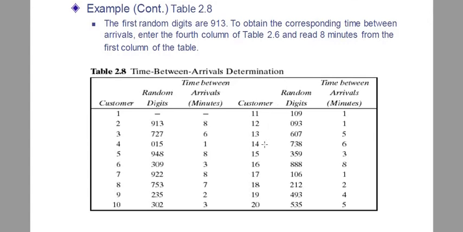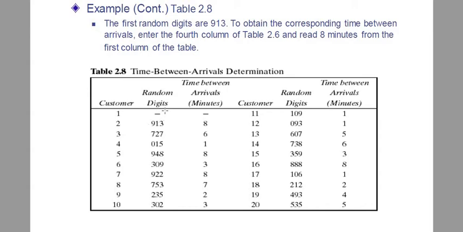Okay, so you can find out for 20 customers. But take note that there will be no random digit for the first customer, because the first customer has no interarrival time. Take notes, because he will not come after some customer. He is the first customer. After him there will be a lot of customers.